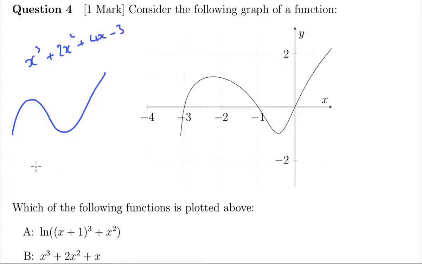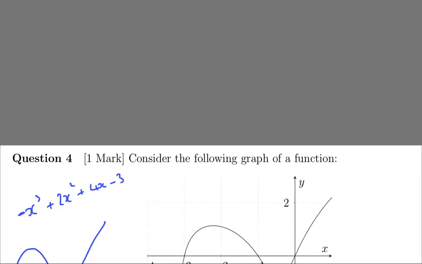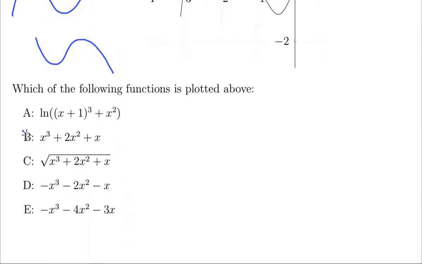It's not a positive or a negative cubic. Remember we said a negative cubic's one where you've got a minus at the front. So there's loads of graphs we can count out straight away. It's definitely not B, it's definitely not D, and it's definitely not E. Now that leaves us with two options, A or C.